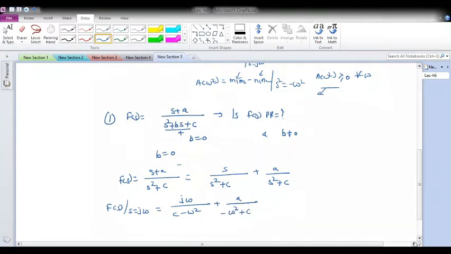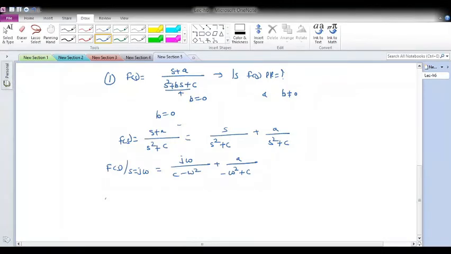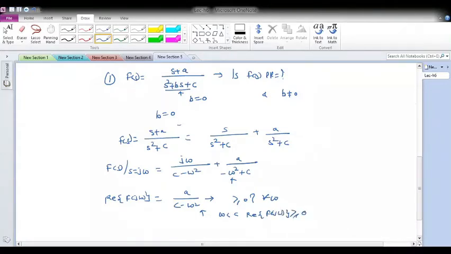Okay, and now test the real part of f of j omega. So what will be the real part of f of j omega? Here I am saying that the real part of f of j omega is a upon c minus omega square. Now the question I should ask is whether it is greater than or equal to 0 for all omega or not. So let's see this. When omega is less than c, then the real part of f of j omega is greater than 0, right?